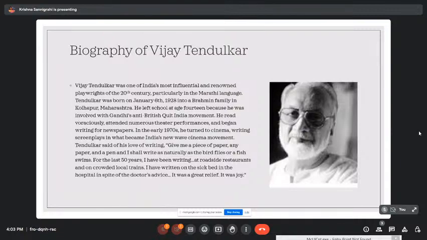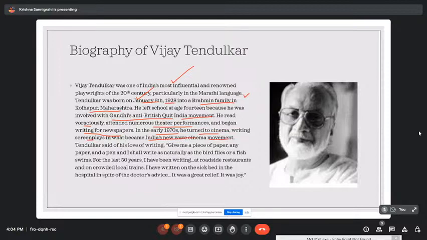So Vijay Tendulkar was one of India's most influential and renowned playwrights of the 20th century, particularly in the Marathi language. Tendulkar was born on January 6th, 1928 into a Brahmin family in Kolhapur, Maharashtra. He left school at the age of 14 because he was involved in Gandhi's anti-British Quit India movement. He read voraciously, so he was a very good and avid reader, attended numerous theatre performances, and began writing for newspapers. In the early 1970s, he turned to cinema, writing screenplays in what became India's new wave cinema movement.